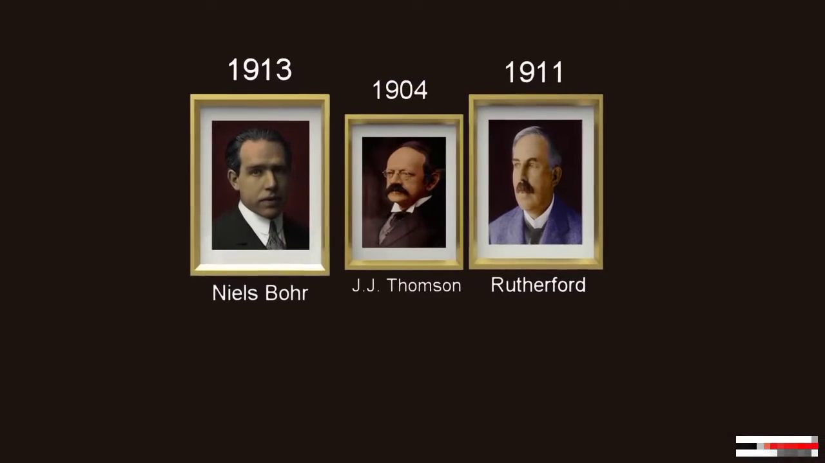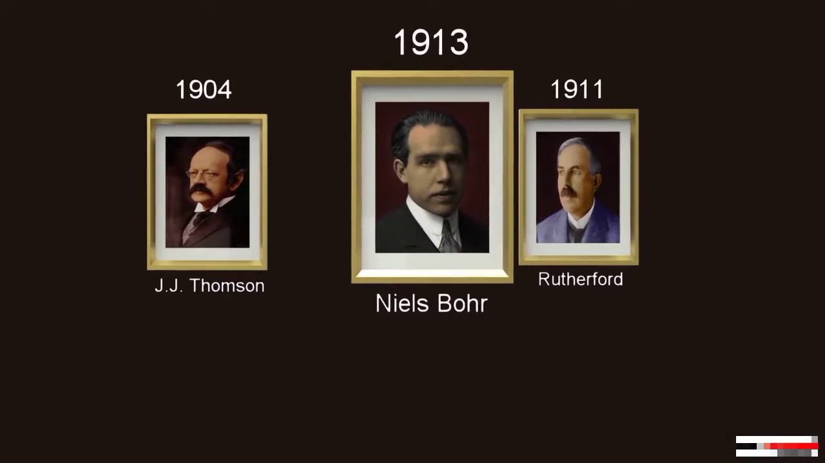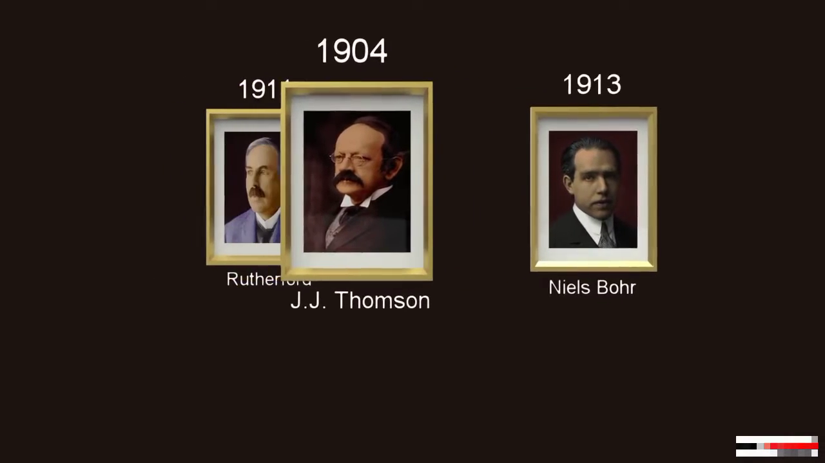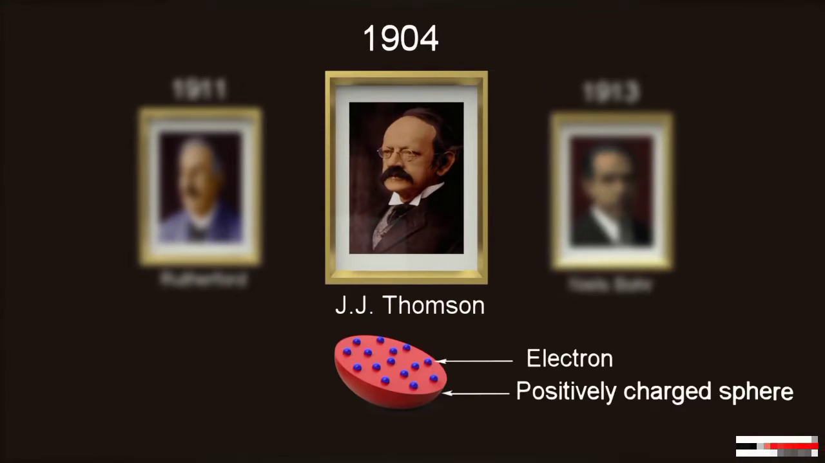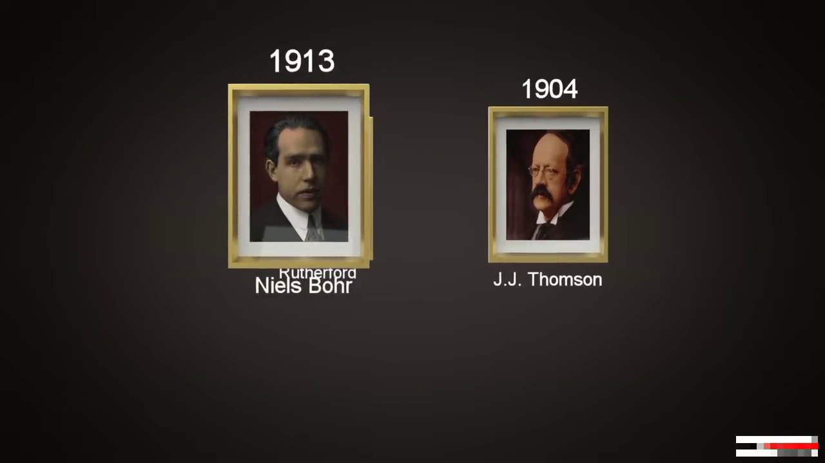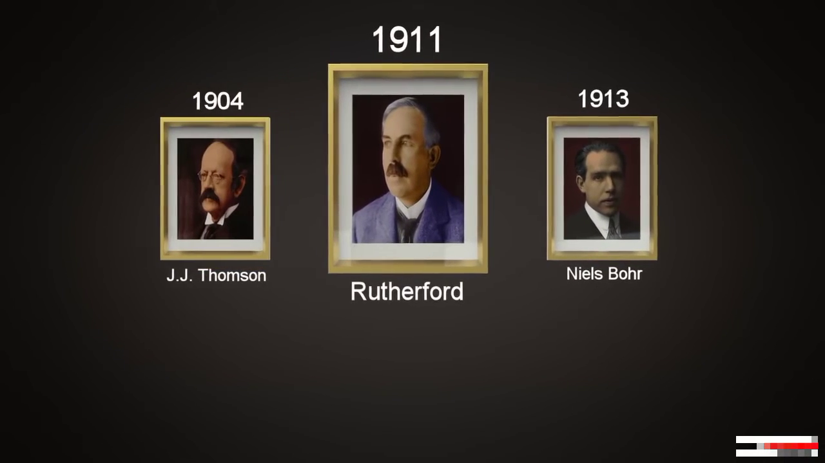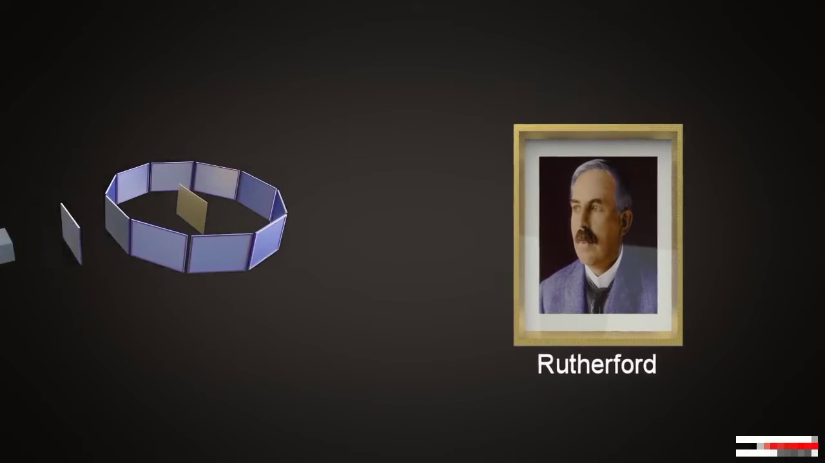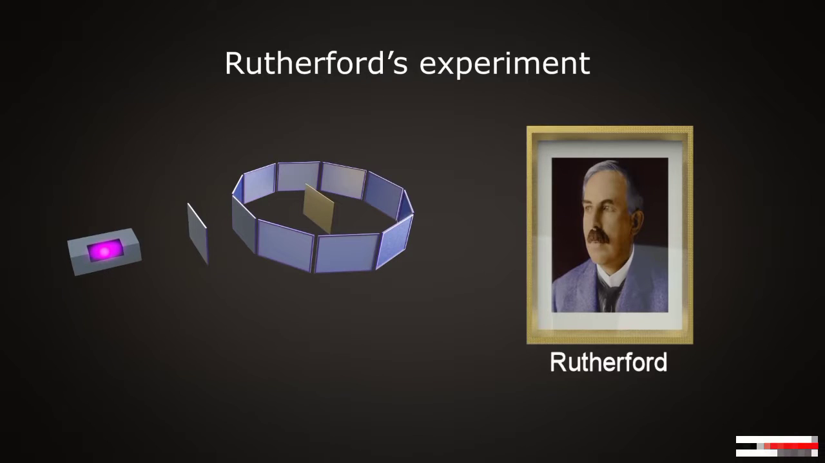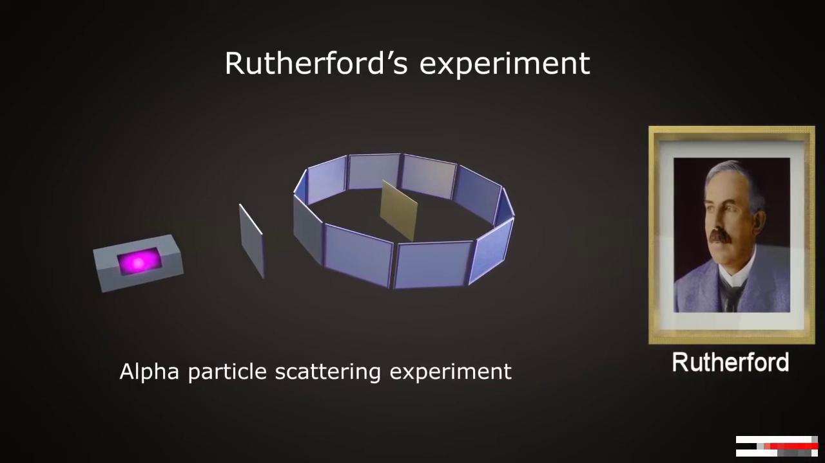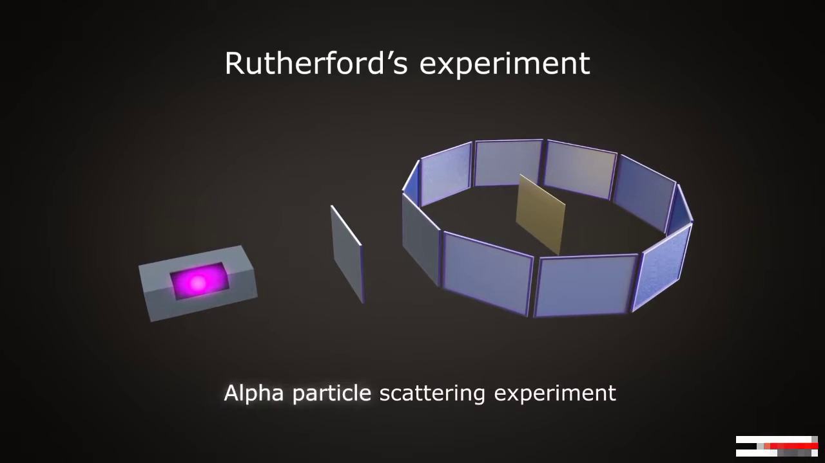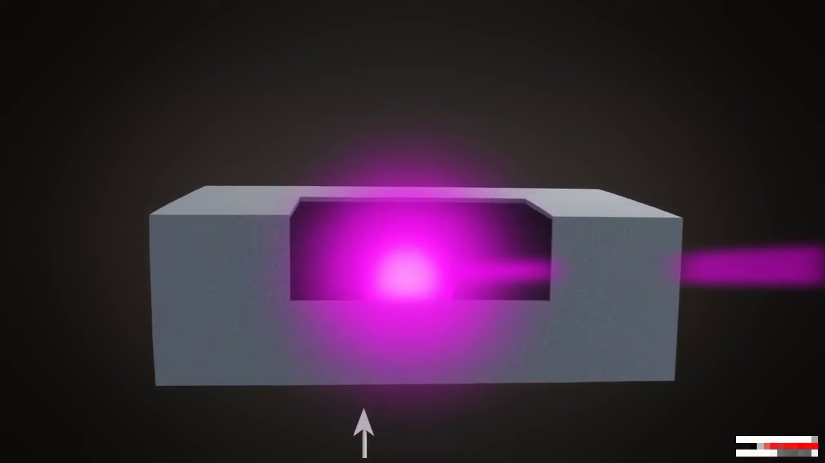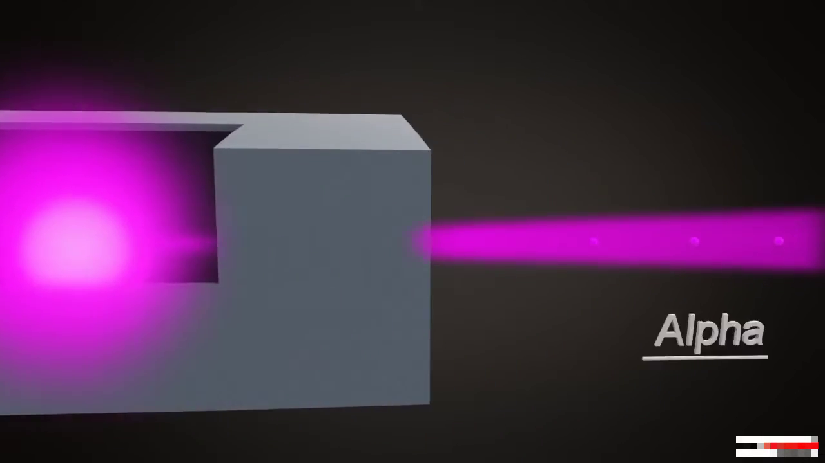A number of scientists worked on the structure of an atom. One of the first scientists was Sir J.J. Thomson, but his model could not explain the results of several experiments. One of those experiments which could not justify the Thomson model was done by Rutherford. The Rutherford experiment became popular by the name of the alpha particle scattering experiment. To understand his experiment, let us first see what alpha particles are. Alpha particles are emitted by radioactive substances. These are helium ions with a double positive charge.